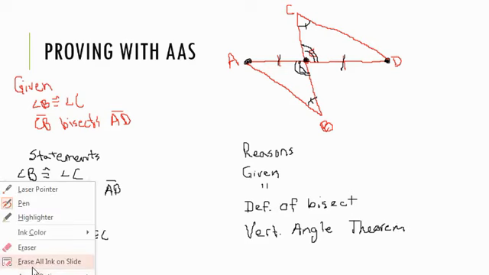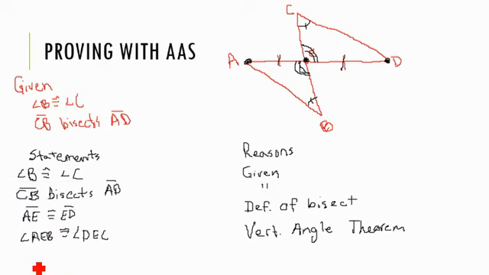And now we have an angle, an angle, and a side. We can say that the triangle AEB is in fact congruent to the triangle DEC. And why can I say that? Because of the angle angle side postulate.